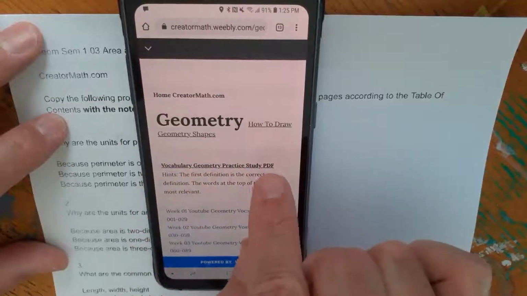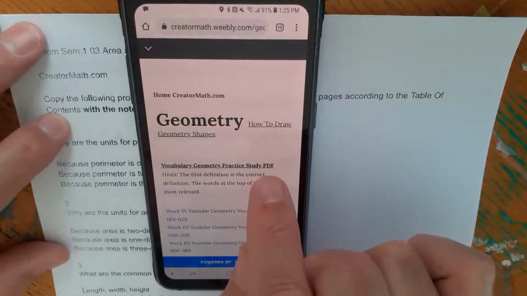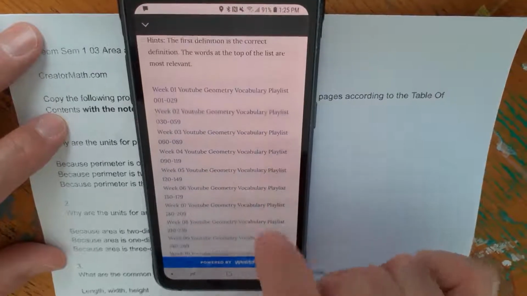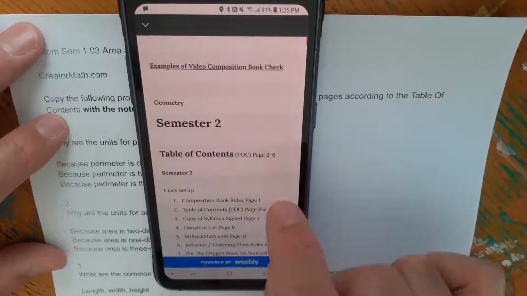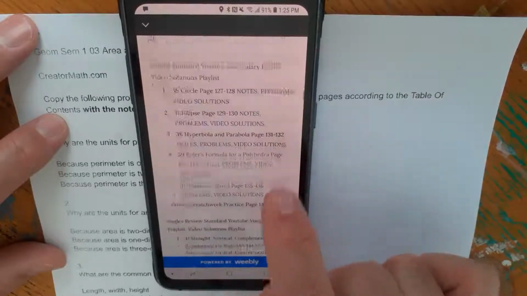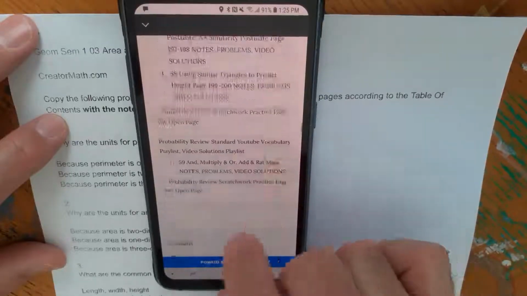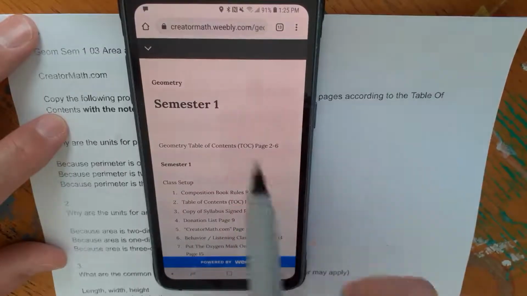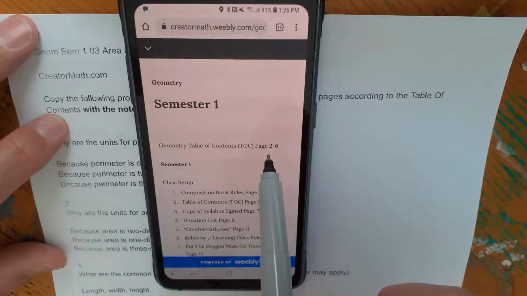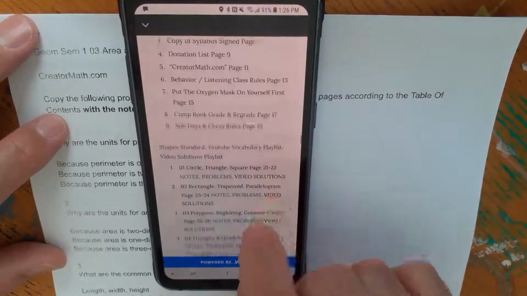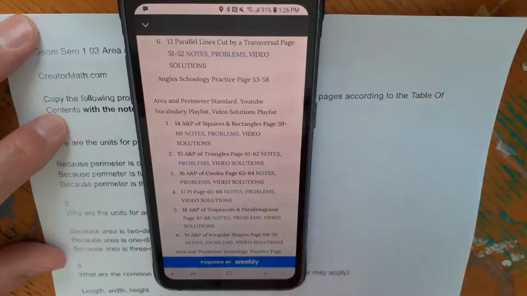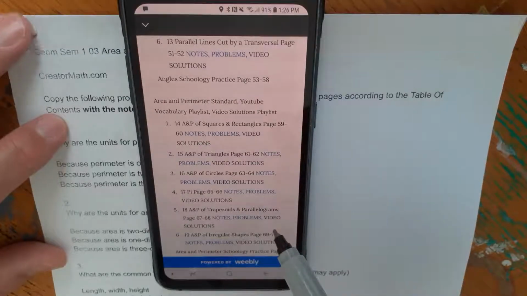Here's the PDF with all of the vocabulary. You can use this to help you do all of the practice sets that are on vocabulary for the entire year. Let's find the right semester table of contents. You've got to be wary of that to make sure you're not in the wrong one. The one I'm doing right now happens to be in semester 1. It says Geometry Table of Contents, pages 2 through 6. You should have already copied this entire table of contents into pages 2 through 6 of your composition book. If you haven't done so already, stop now and do it now.